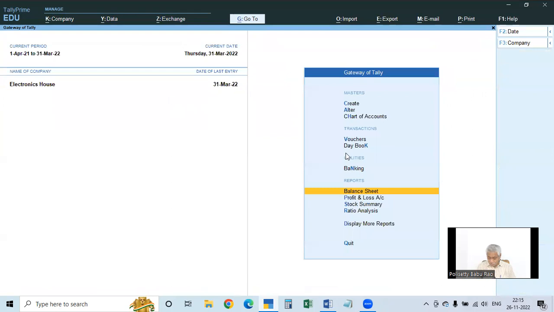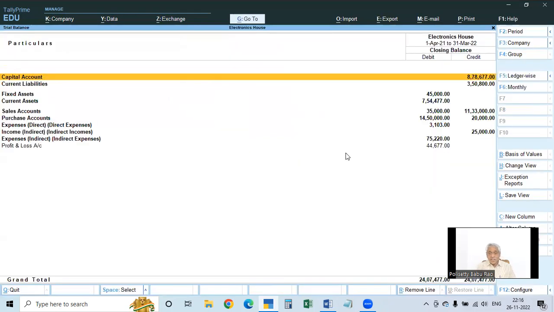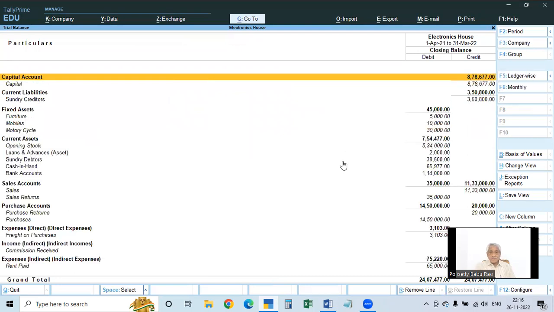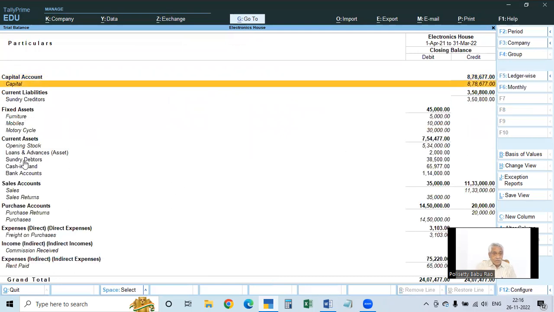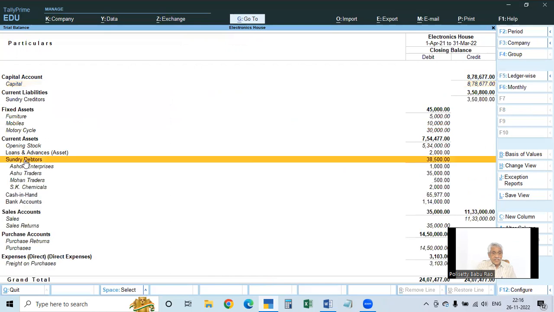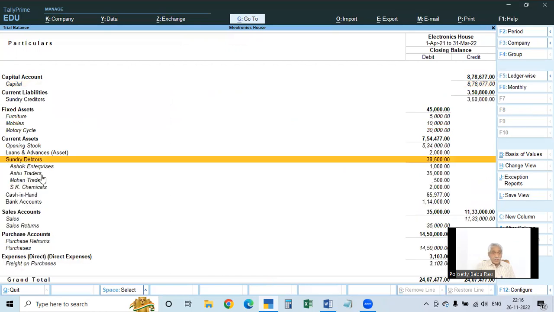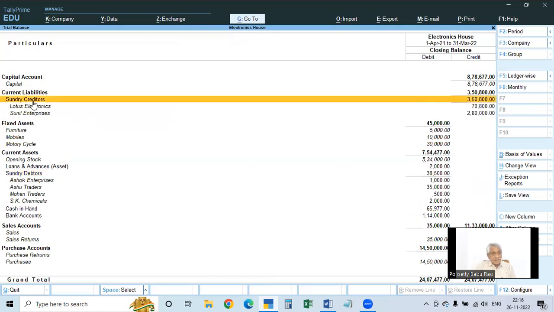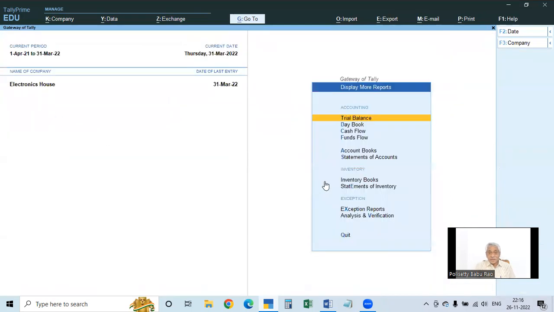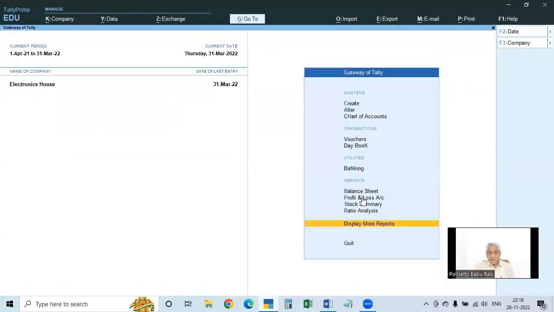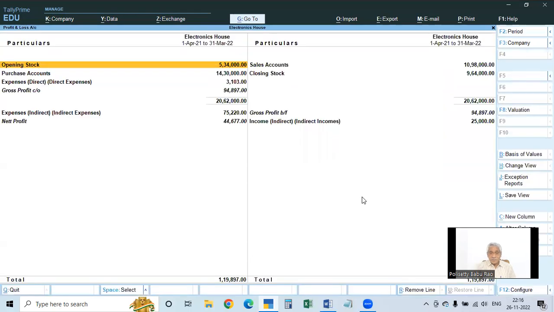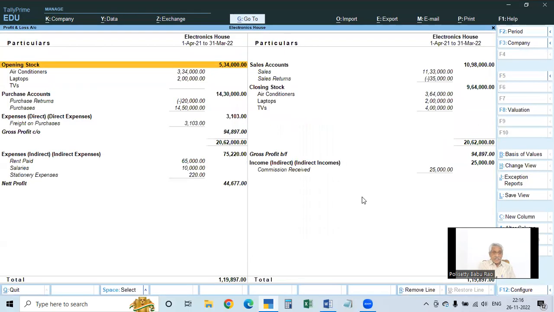In the trial balance, in the case of secondary groups, that is sundry debtors, if you right click or press Shift+Enter, the details of all the ledgers are shown. Go to creditors, right click, and all the details are shown, or Shift+Enter, details are shown. Similarly, in the profit and loss account also, details are there.